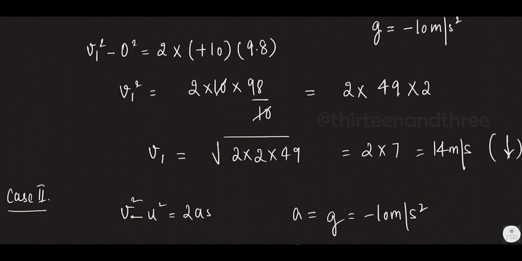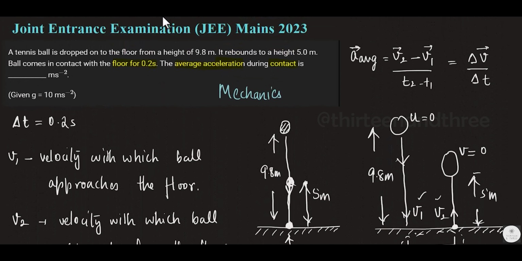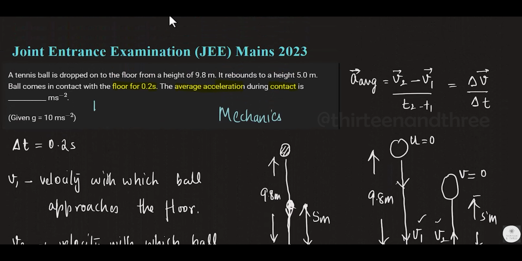So the answer to this question is 120 meter per second square.